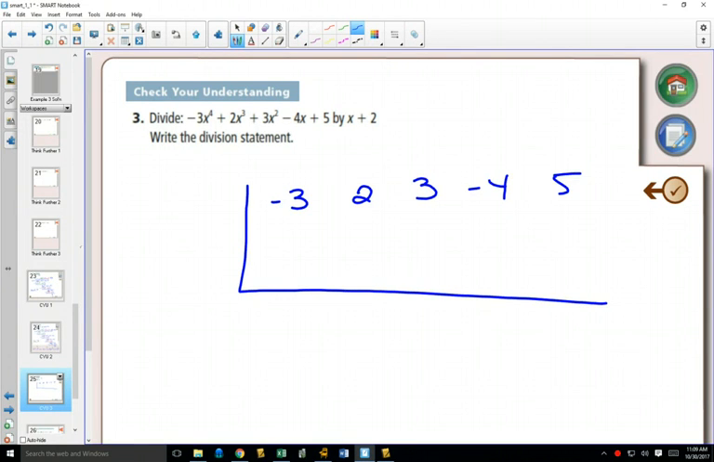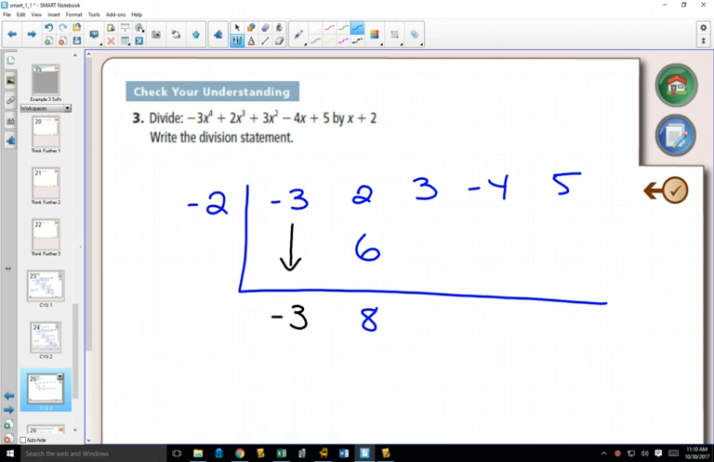We write the opposite sign, so we're dividing by x plus 2, so the opposite of plus 2 would be -2. We write that out in front. So I'll color code things a little bit. First thing you always do is bring down that first number. So it's going to be a -3. And then the process is you multiply these two together, you get 6, and then you add.